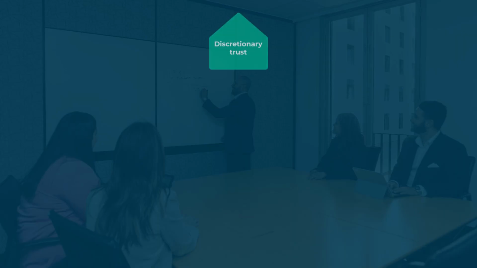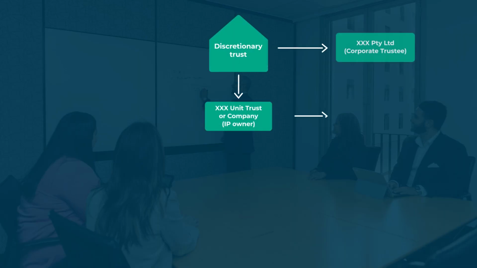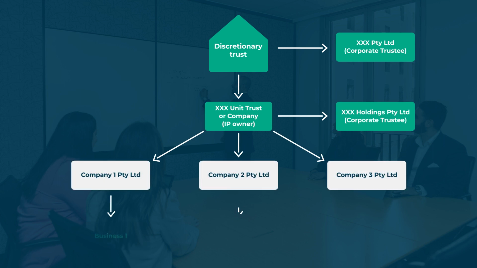For example, let's say you run a boutique store but have been presented with an opportunity to expand and open another branch of your store in a different location. In this case, I would suggest a structure more along the lines of this. As you can see, we've inserted a holding company or a unit trust in between the discretionary trust and the operating company. And there are a few reasons why you would do this.